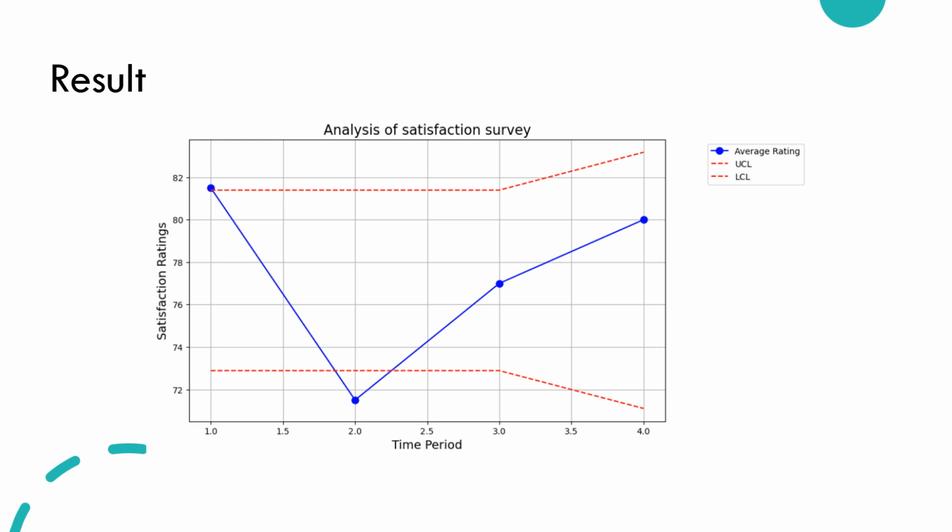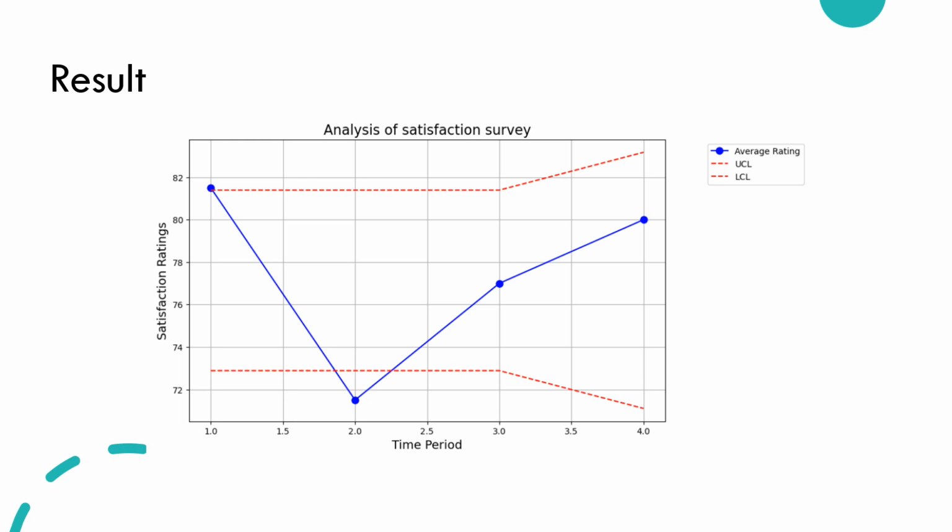Let's analyze the result. The upper control limit and lower control limit for the fourth time period is wider than other time periods. This is because fewer data means less precision and wider limits, and there are only two observations in this time period. This also indicates larger standard deviation. The average rating for the first time period is on the upper control limit, and the average rating for the second time period is below the lower control limit.